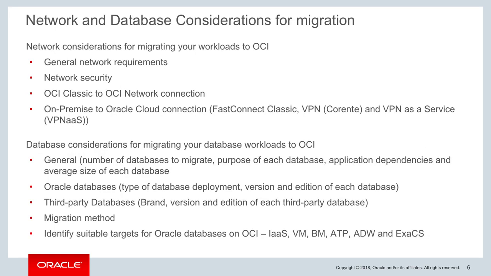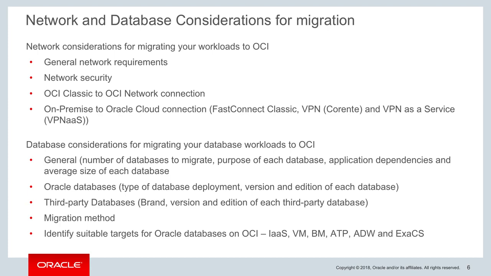Here are the network considerations for migrating your workloads to OCI. You need to consider general network requirements, what kind of network security you need to have in place for your applications. Will you be connecting your OCI Classic environments to OCI as you work on the migration of your workloads? Do you currently have a VPN or FastConnect service configured from your on-premises to Oracle Cloud Infrastructure Classic?